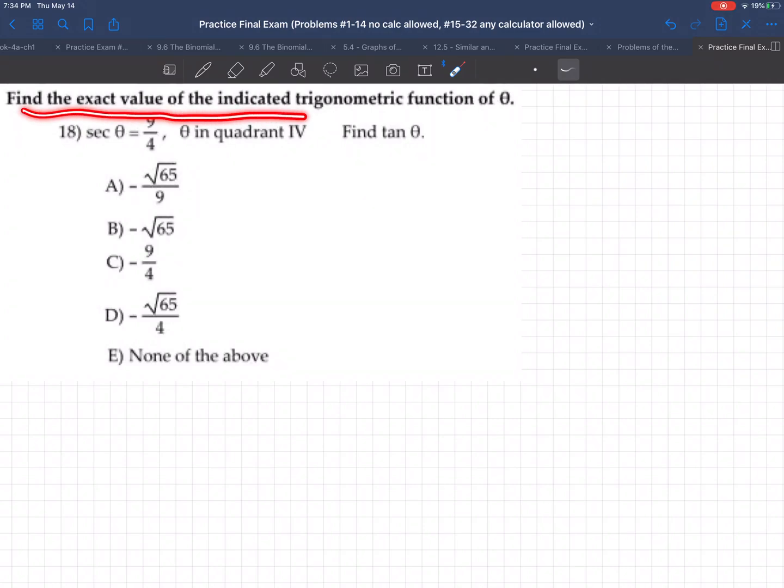Find the exact value of the indicated trigonometric function of theta. So they're telling us the secant of theta is 9/4. Theta is in quadrant 4. Find the tangent.